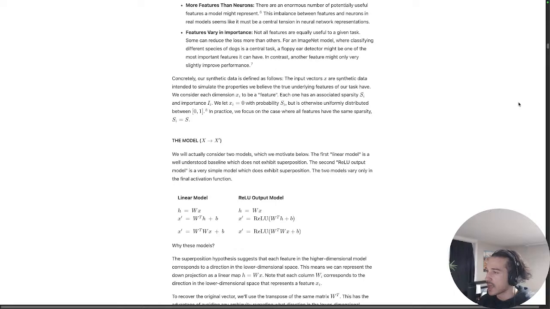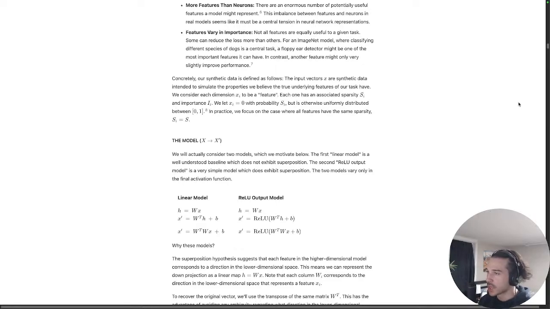Interesting, so just to note, the sparsity of our feature represents the probability with which that feature equals 0. So if s sub I is 100%, then our feature is definitely going to be 0 because the sparsity is 100%. That makes sense. And if the sparsity is very low, then our feature will be very high, close to 1.